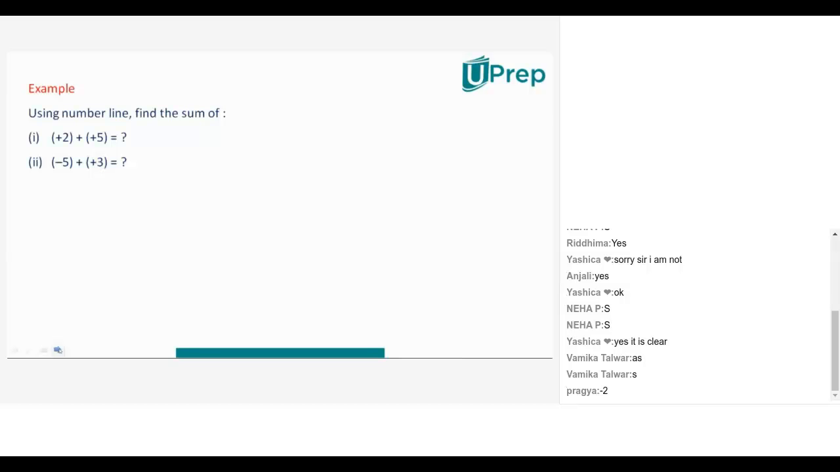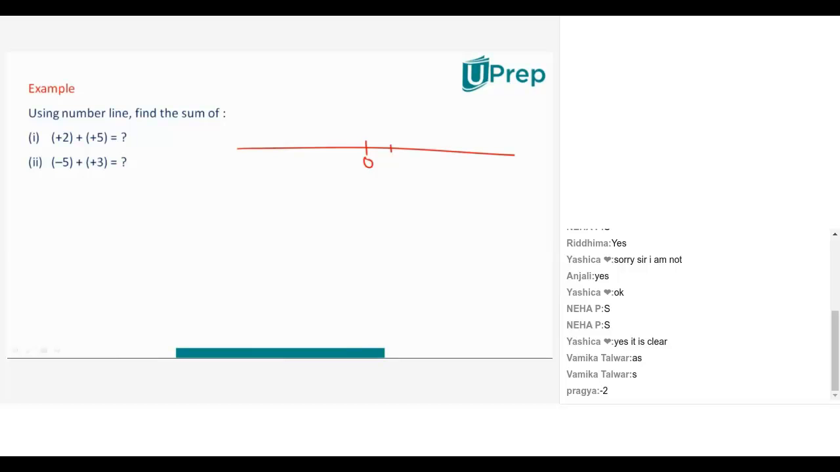Now what about the second one? Can I try, sir? Yes, Vamita, what's the second one? Sir, so we have to open the bracket, so it's minus 5 plus 3, which is minus 2. Alright, so now you guys know the answer. Now let's put it on the number line so that we're very clear with the concept that we discussed on the previous slide. Alright, so now I have a number line.